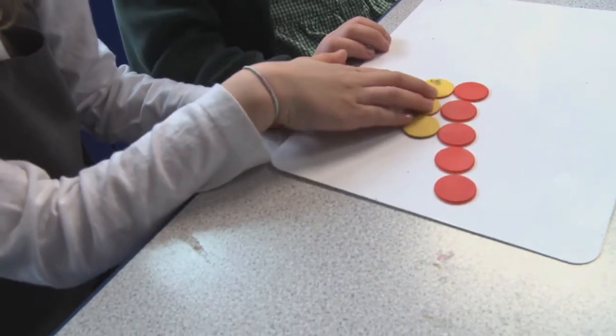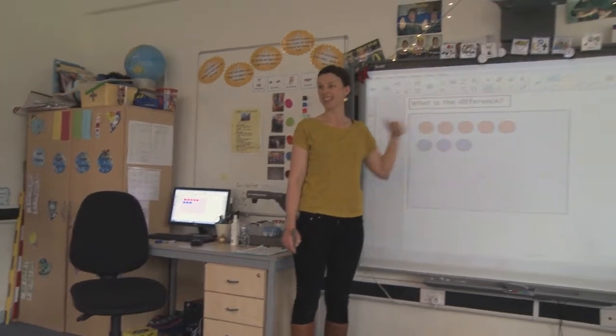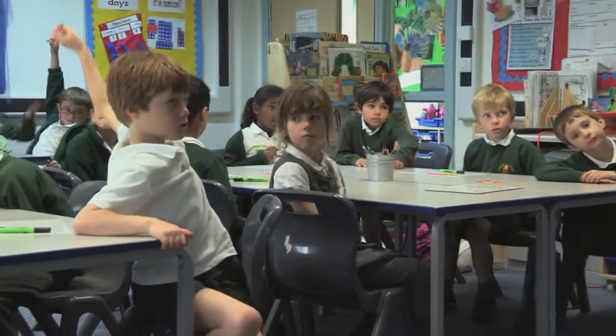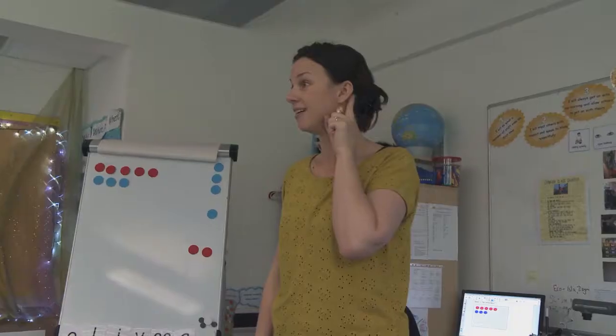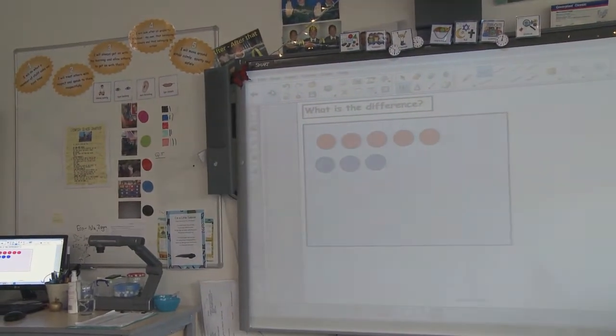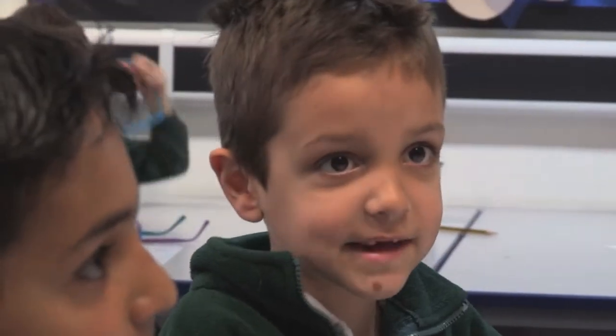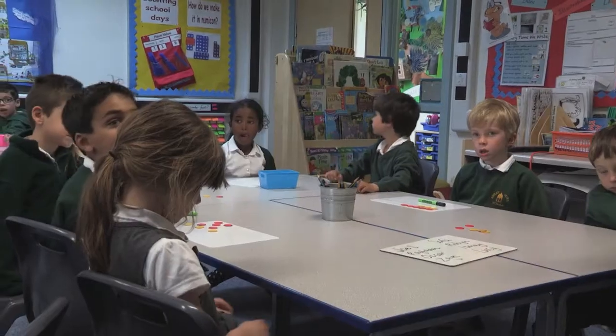So here is our representation. What do the 5 red counters represent? Ollie? There are 5 red cars. And who can tell me what the 3 blue counters represent? Can you use a whole sentence to say that? 3 blue counters represent the 3 blue cars. Now, on this table, we didn't have blue counters, so they've used yellow counters. And did it matter? No.